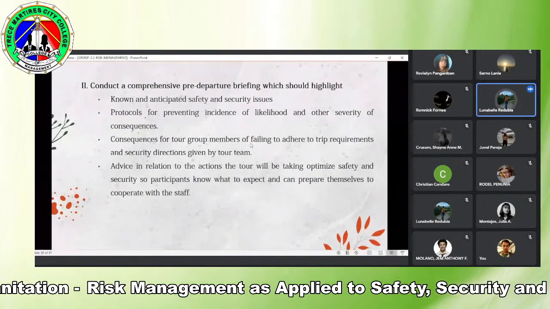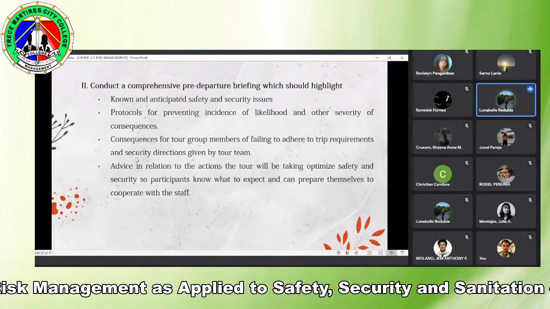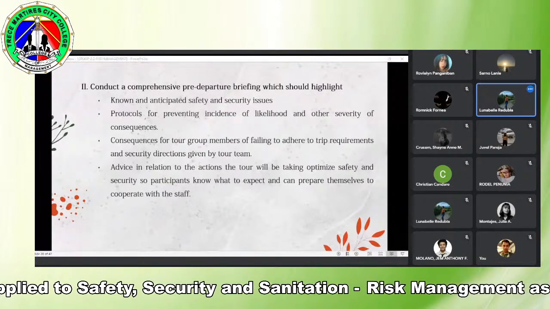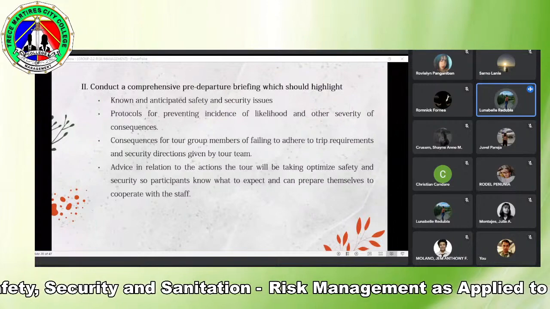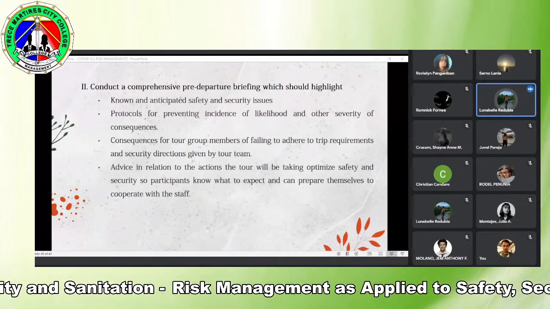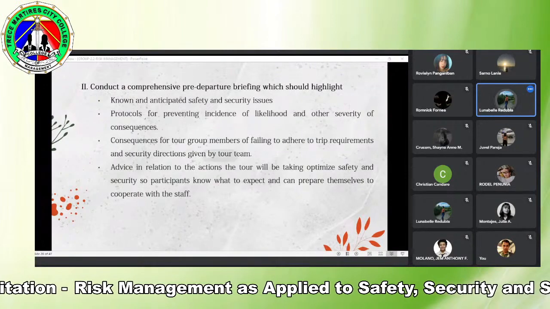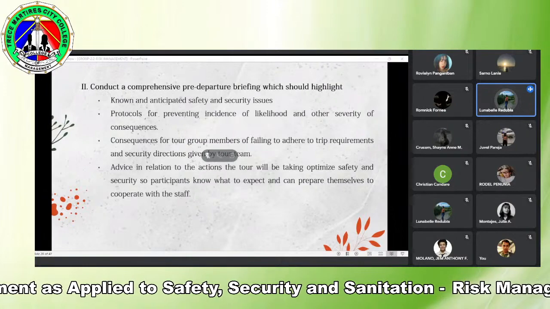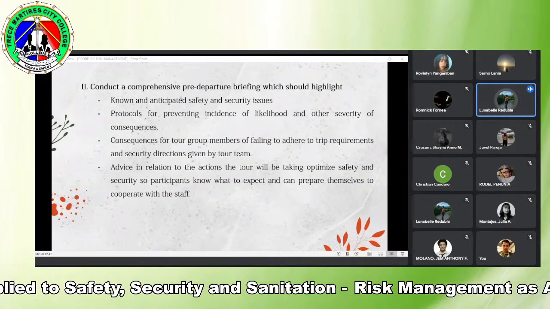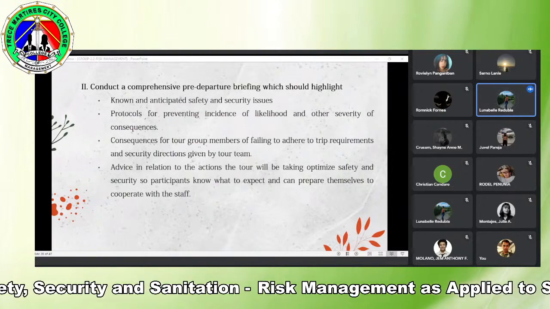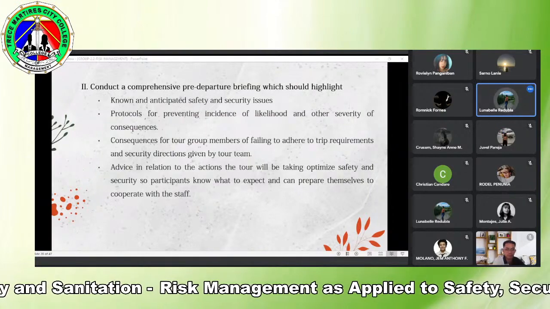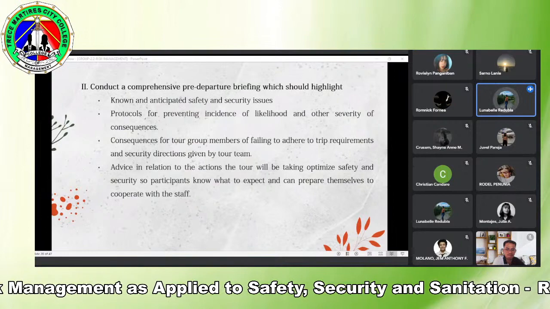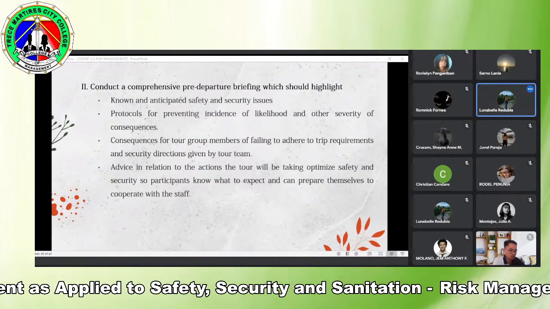Consequences for tour group members of failing to adhere to trip requirements and security directions given by the tour team. Since we already explained kung bakit mahalagang sumunod sa mga policies and procedures, ano kaya yung pwedeng mangyari kung isa sa tour members ang hindi sumunod sa mga requirements and directions? Siyempre, una dito, maaari siyang mapahamak. Second is, maaari rin siyang makapahamak. And the last is, pwede siyang makapandamay. Kasi once na ma-delay yung tour, hindi lang siya yung magkakaroon ng problema. Nadamay niya rin yung iba doon sa pagka-delay ng tour nila.